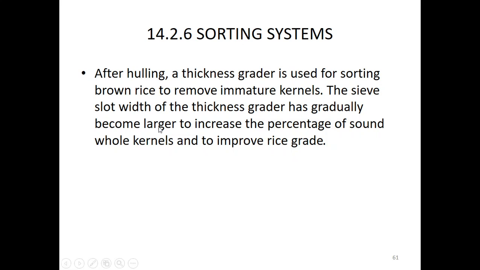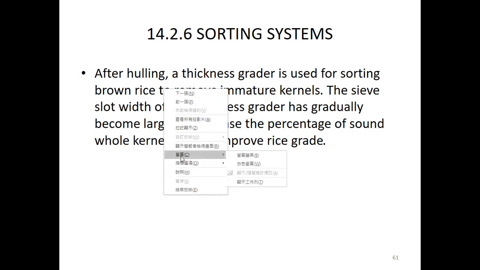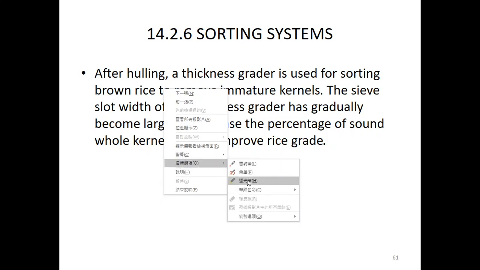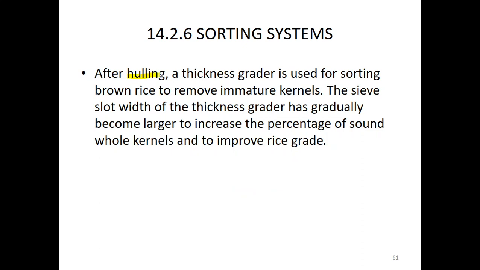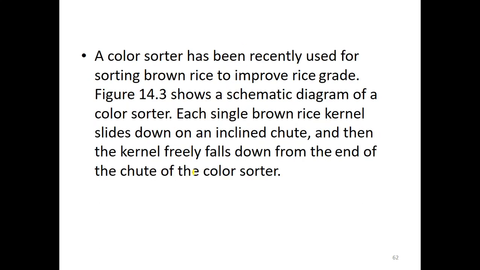So we can see here, for rice, after the hulling, a thickness grader is used for sorting brown rice to remove the immature kernel, and the sieve slot widths of the thickness grader gradually become larger to increase the percentage of sound whole kernel and to improve the rice grade. And a color sorter has recently been used for sorting brown rice to improve the rice grade.